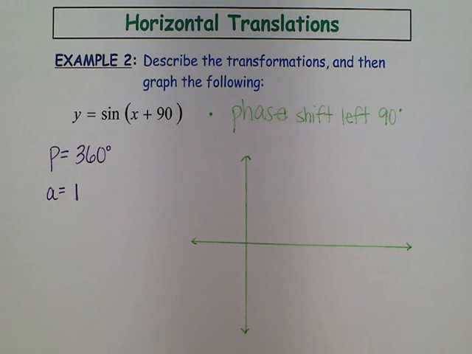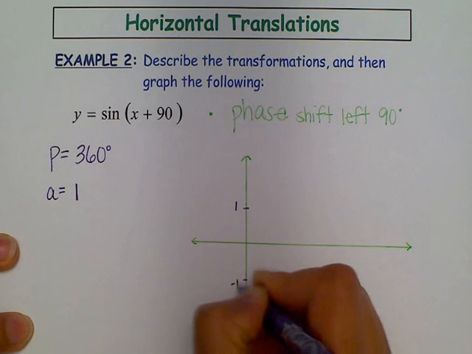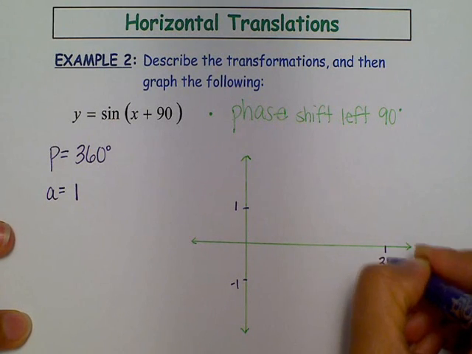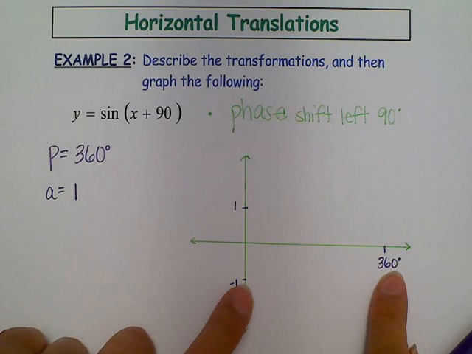So that tells me my max and min values are not changing. So I'm going to start by setting up my scale. Let's say this is at 1 and this here is at -1. The period of the function is 360 degrees and I'm only drawing one cycle, so I know it's going to take up to 360 degrees.